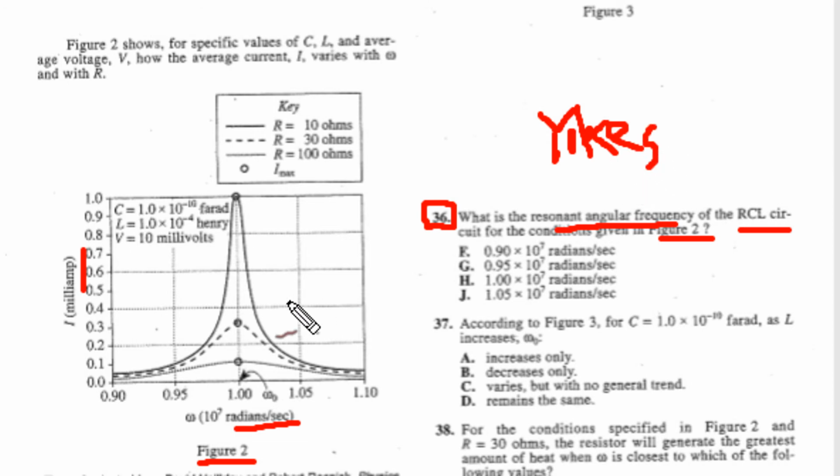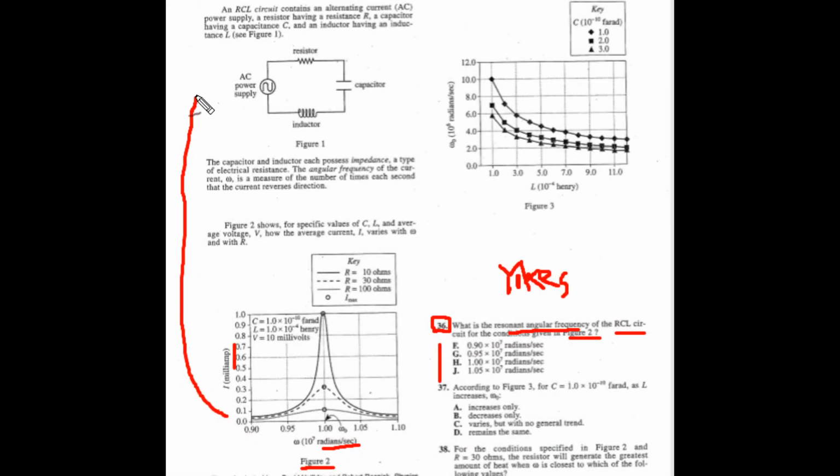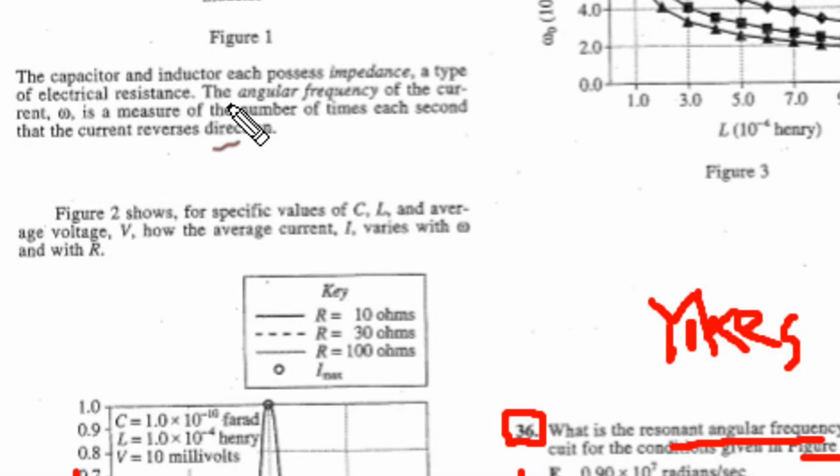All right, so right from here, when we yikes out, we can't answer these questions. There's nothing there. We go all the way back up here, and we're going to try and find where it says RAF. Let's see, anything that says RAF, resonant, hey, there it is right there. The angular frequency of a current, there it is right there. It's a small little w.